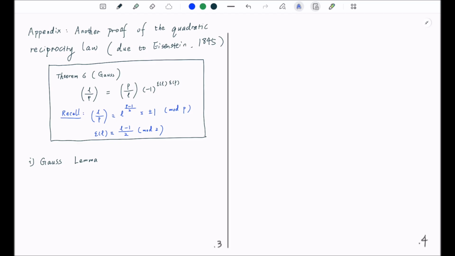The first lemma is a lemma due to Gauss. Now let us state it. Let P be an odd prime, meaning a prime number bigger than 2, and let S be a subset of Fp star, the multiplicative group of the finite field Fp with P elements. Let S be a subset of Fp star such that Fp star is a disjoint union of S and minus S.